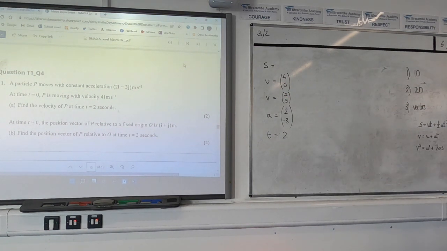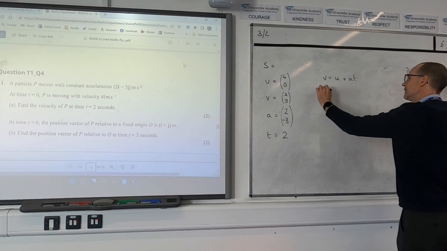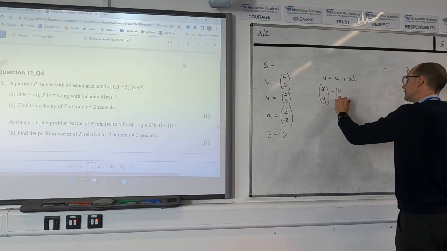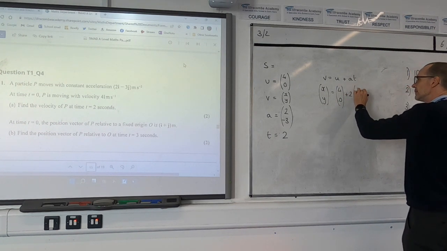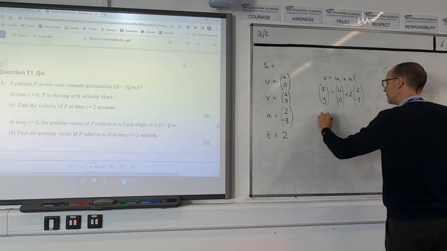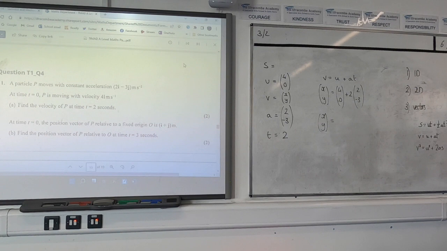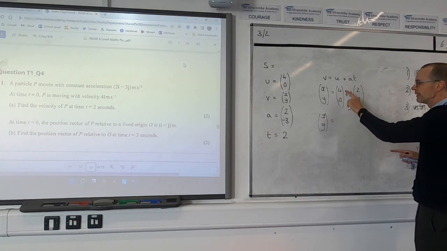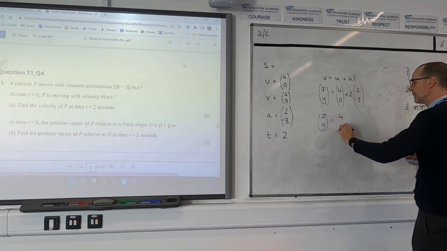So no mention of displacement here, so I'm going to use v equals u plus at. And I'll just use the vectors. I'm going to put the 2 in front of the vector. And although we're writing it as a single equation rather than 2 separate horizontal and vertical equations, you deal with it as separate. So we do 4 plus 2 times 2 and 0 plus 2 times minus 3.